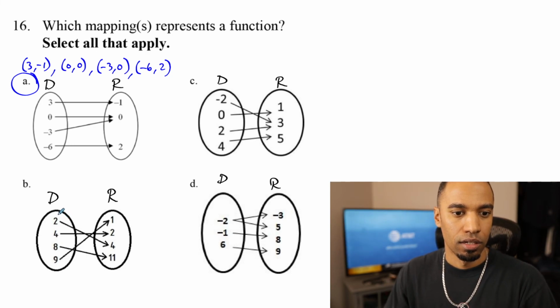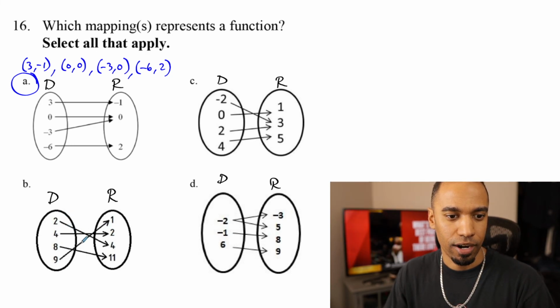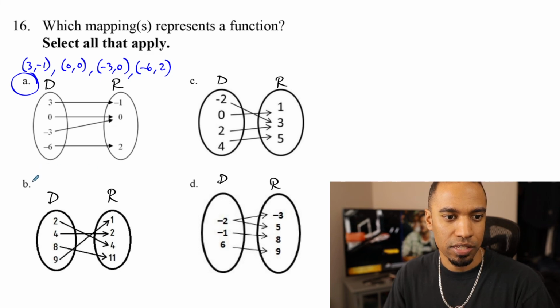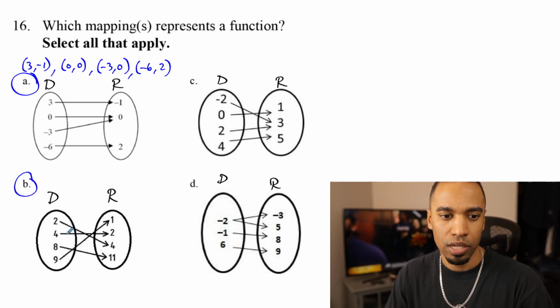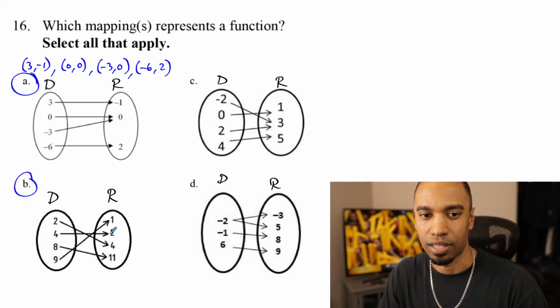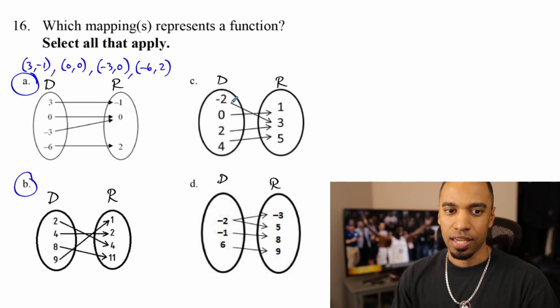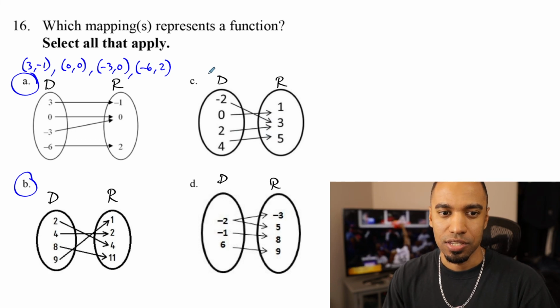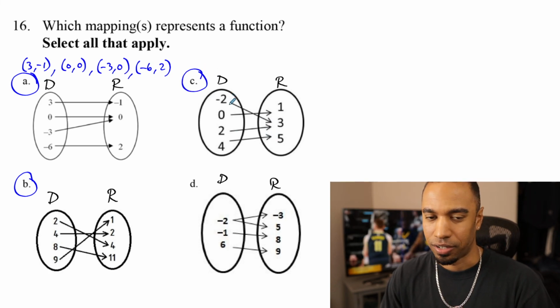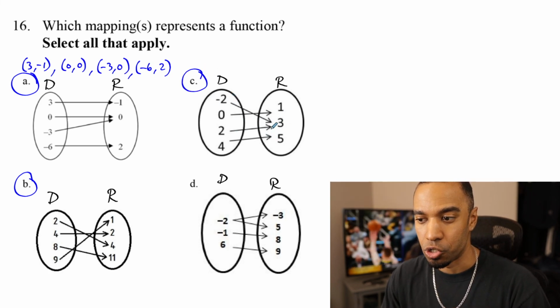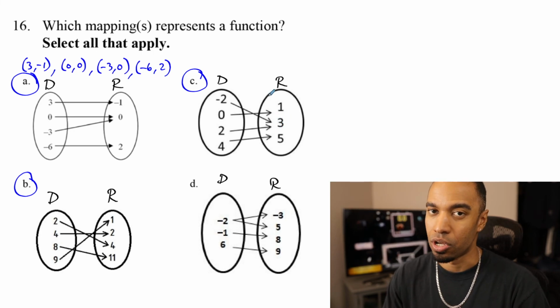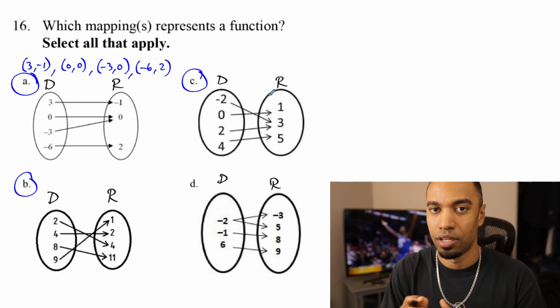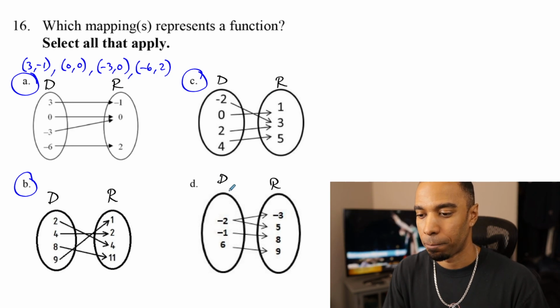B, 2 has 1 point, 4 has 1 point, 8 has 1 point, 9 has 1 point. This is indeed a function. There's only one y for every x. That's good. C, negative 2 points to 1, 0 points to 1, 2 points to 1, 4 points to 1. This is indeed a function right here. It's not an issue. Now again, there's a duplicate on y, but that's allowed. It's not allowed to have a duplicate on x, two y's for the same x.